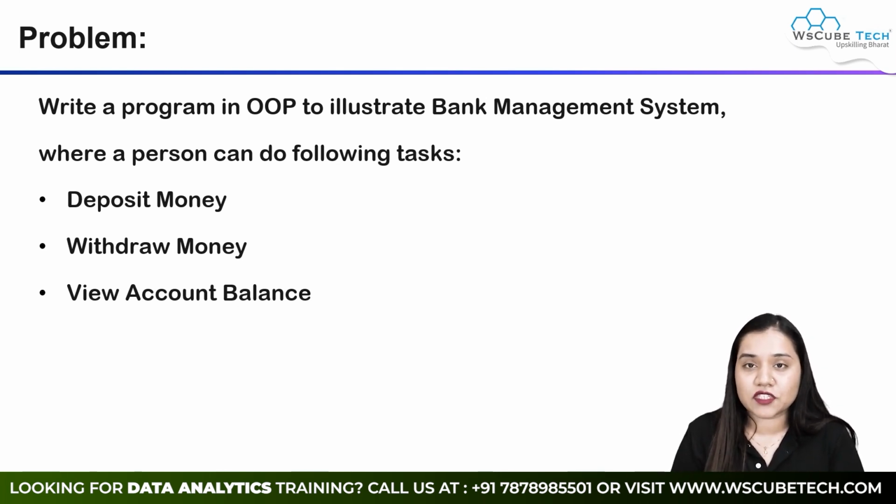That means all the information is already there. The person has gone there and has given the account details. Now what he has to do: he has three choices, that he wants to deposit the money, or he wants to withdraw the money, or he wants to view his account balance. So let's get started. Let's see how to create a program in OOP for the same.